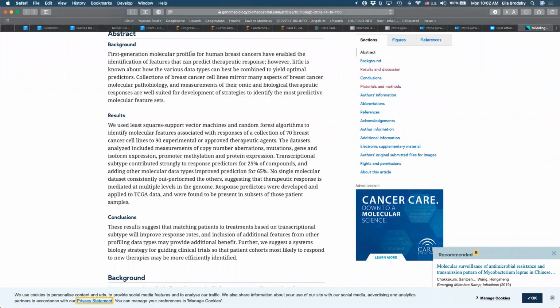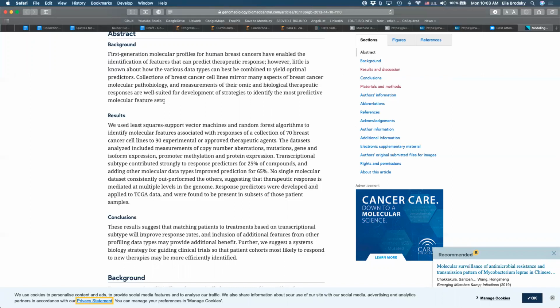First-generation molecular profiles for human breast cancers have enabled the identification of features that can predict therapeutic response. However, little is known about how the various data types can best combine to yield optimal predictors. Collective breast cancer cell lines mirror many aspects of breast cancer molecular biology, and measurements of their omic and biological therapeutic responses are well suited for development strategies to identify the most predictive molecular feature sets.